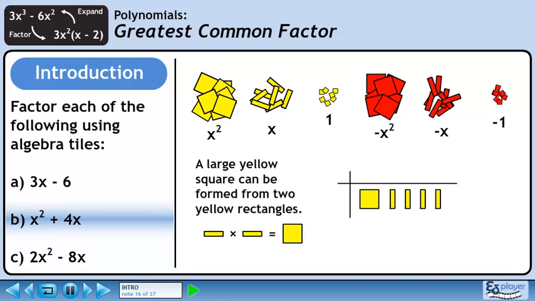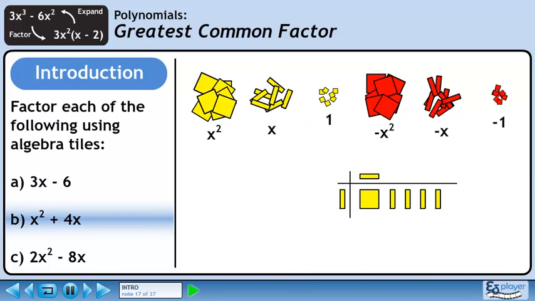A large yellow square can be formed from 2 yellow rectangles. Place 1 yellow rectangle in the left column and another yellow rectangle in the top row. A yellow rectangle times a yellow square is a yellow rectangle. We can use this rule to fill in the top row. Four small yellow squares can be placed in the top row. This gives us back the yellow rectangles within the grid.